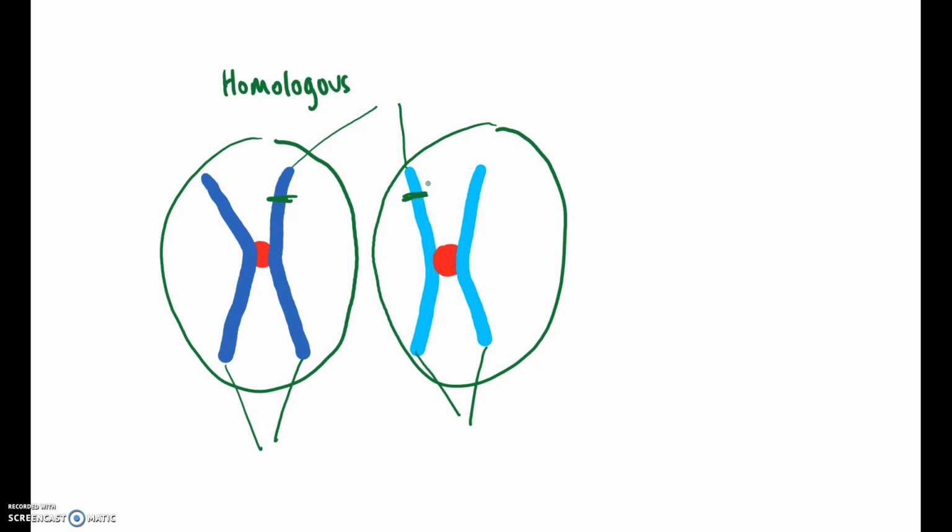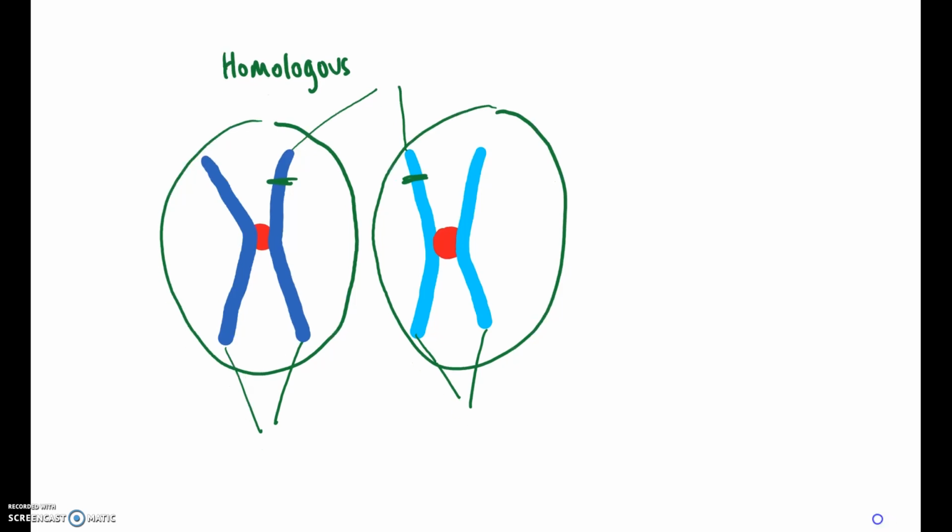Not necessarily, they could be the same. If it was a homozygous organism, the alleles would be the same for that gene. But if the organism was heterozygous, then obviously the alleles would be different. So that's a homologous pair of chromosomes. Same gene, different alleles, and that's what we see in diploid cells.